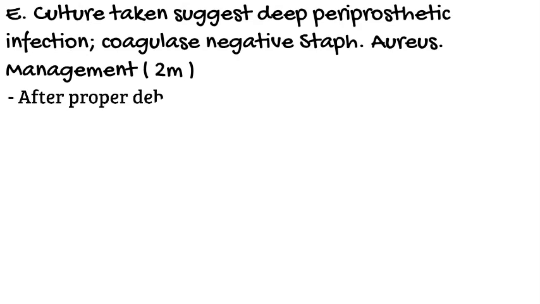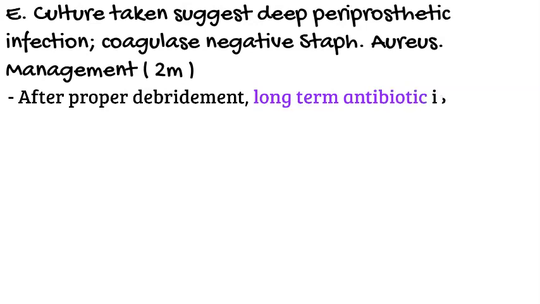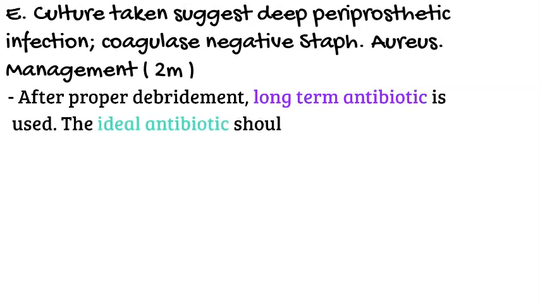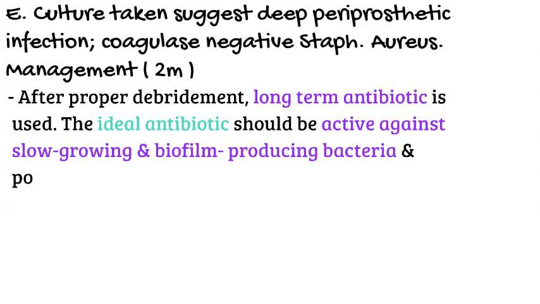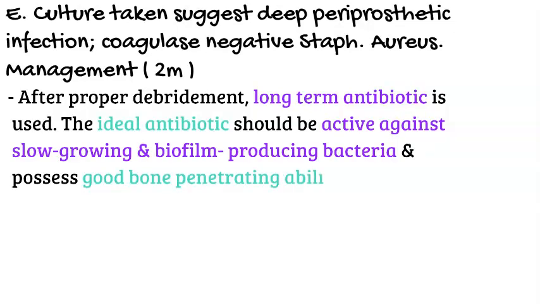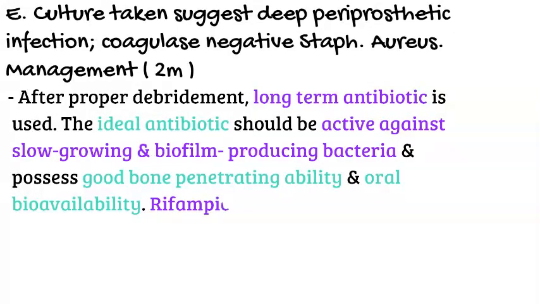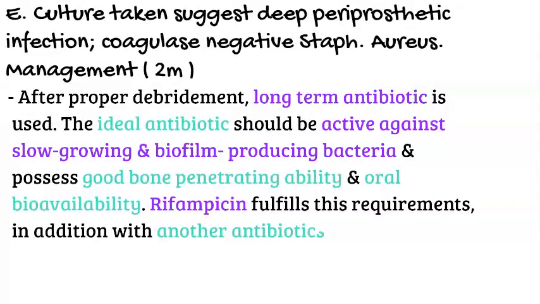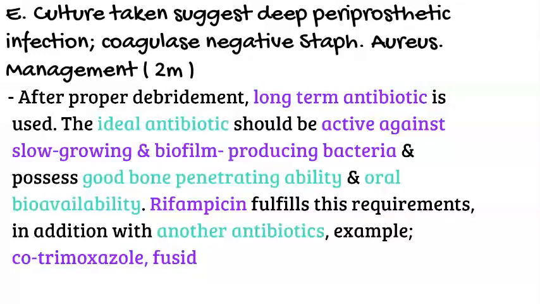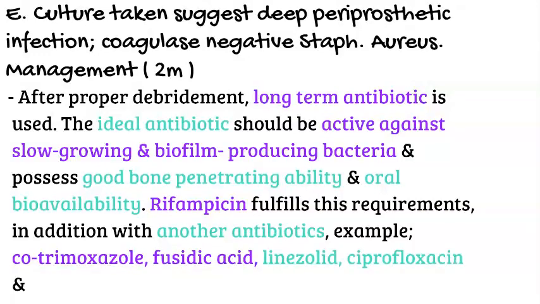2 marks. After proper debridement, long-term antibiotic is used. The ideal antibiotic should be active against slow-growing and biofilm-producing bacteria and possess good bone-penetrating ability and oral bioavailability. Rifampicin fulfills these requirements in addition with another antibiotic, for example, cotrimoxazole, fusidic acid, linezolid, ciprofloxacin, and levofloxacin.